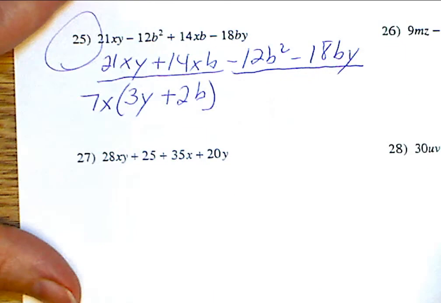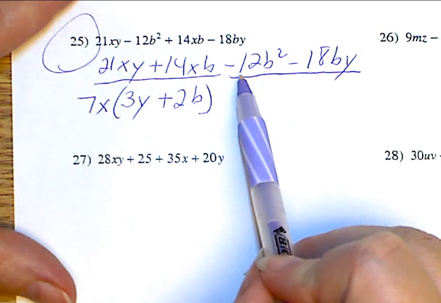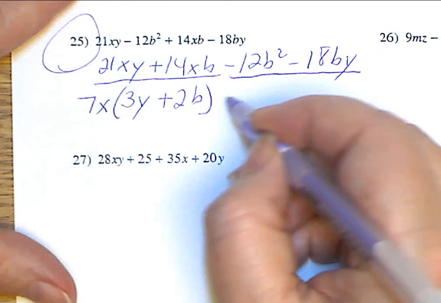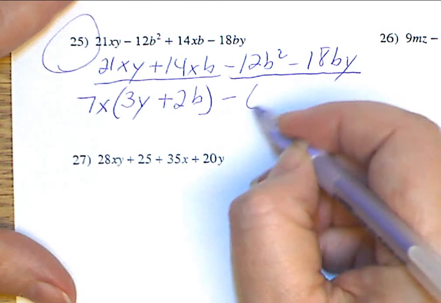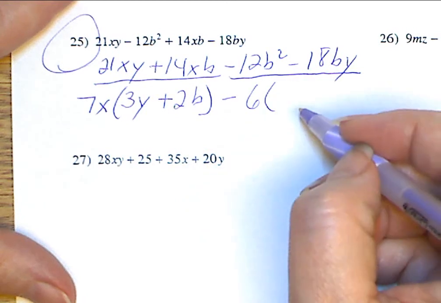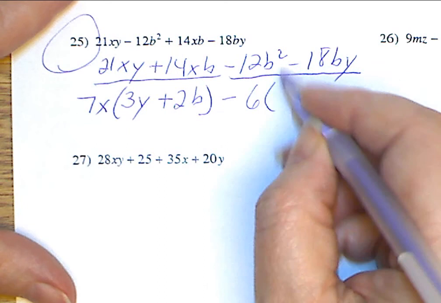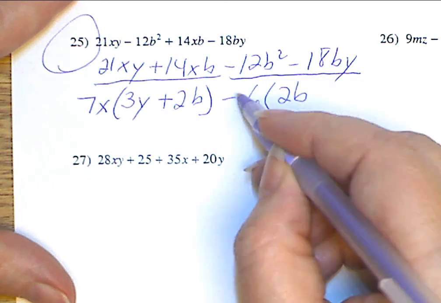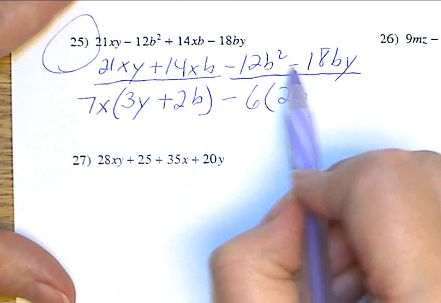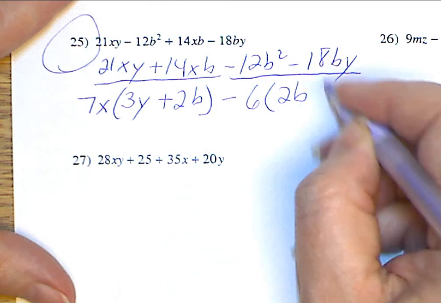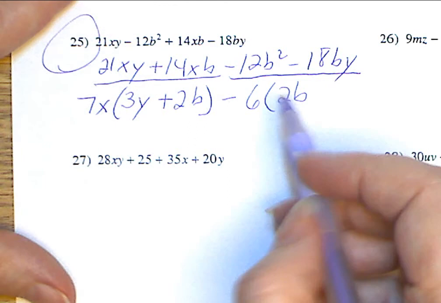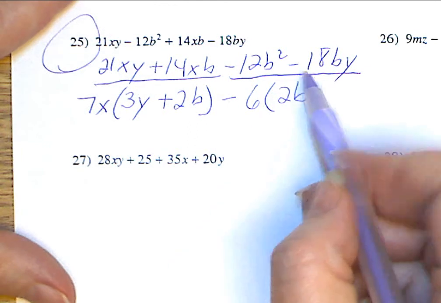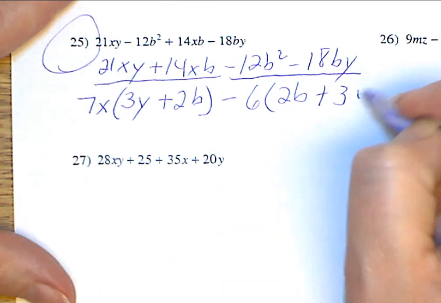And then we have here, what's in common is a negative 6. And we have 2b, negative 6b times what gives me a negative 18by? Just wait, just keep going. Plus 3y.